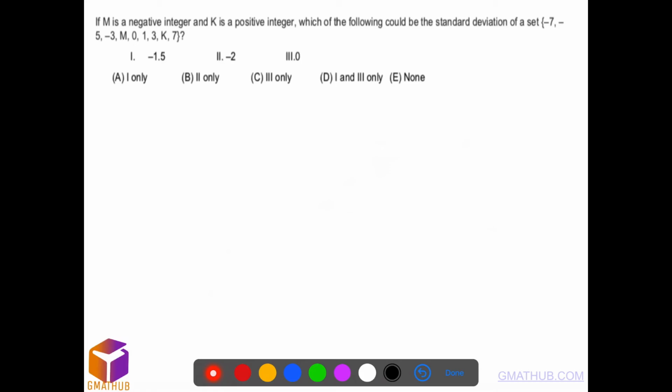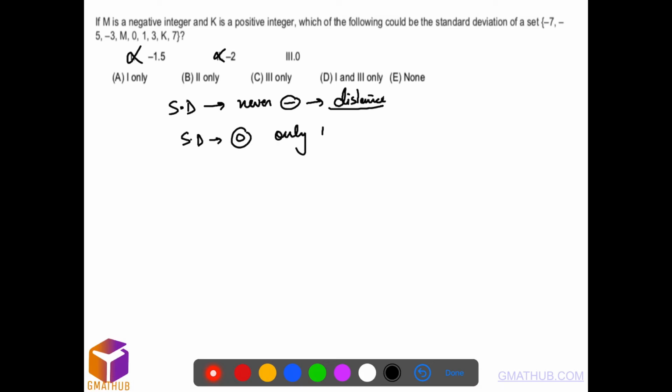In this question, we need to see that standard deviation is never negative. It's distance from the mean. Distance can never be negative, right? So the negative options are already out, and standard deviation is 0 only if all the terms are the same. Now if you see, all the terms are not the same, so 0 cannot be the answer even. So E, none of them, is the answer.